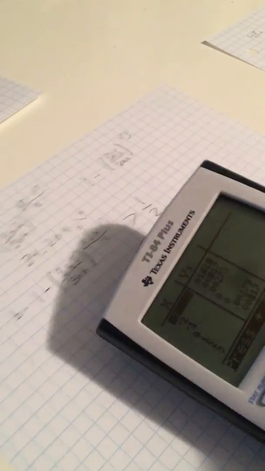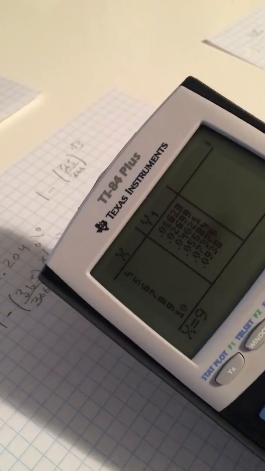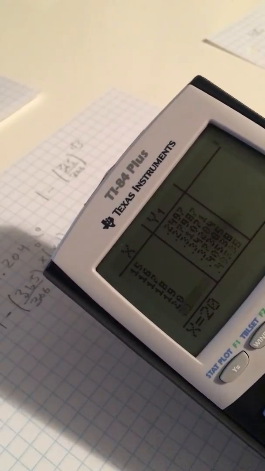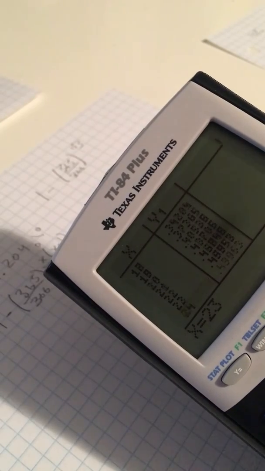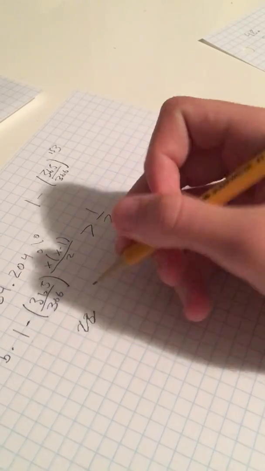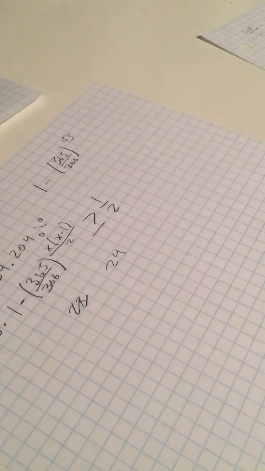Let's look at the table. We want to see when this is greater than 1/2, or 0.5, which is at 24. So you're going to be closest to 50% on a pool of 23, but really if you want it to be greater than, it's going to be 24. Alright.